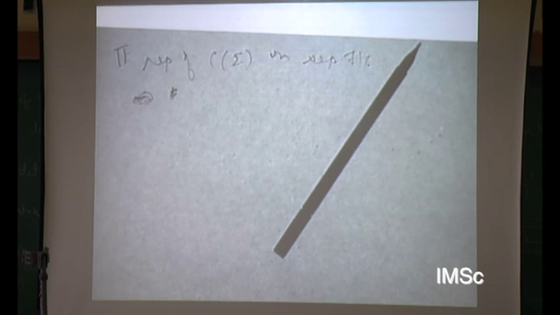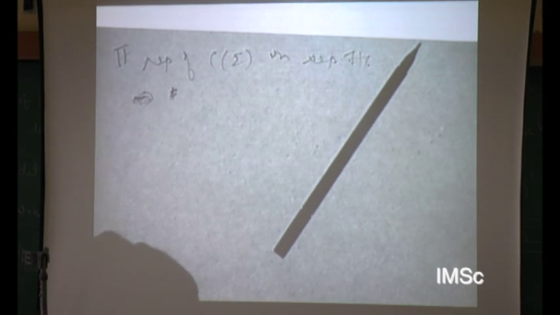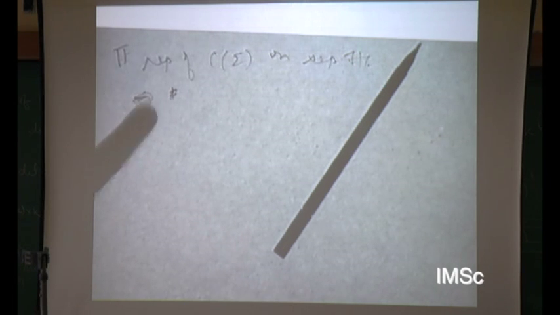If H naught is H, I'm happy, I go home. I've got a measure mu. Otherwise, H naught will be an invariant subspace for this representation, for this algebra. So all the C sigma act as normal operators. Pi of C sigma will be a star algebra of operators, and if they leave some subspace invariant, they will leave the orthogonal complement also invariant.